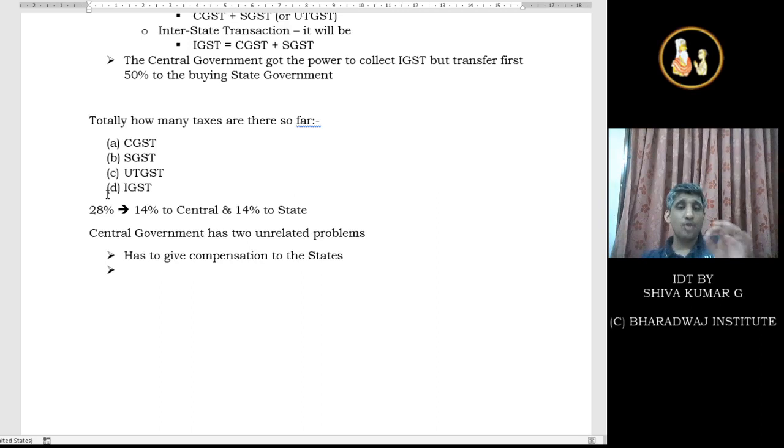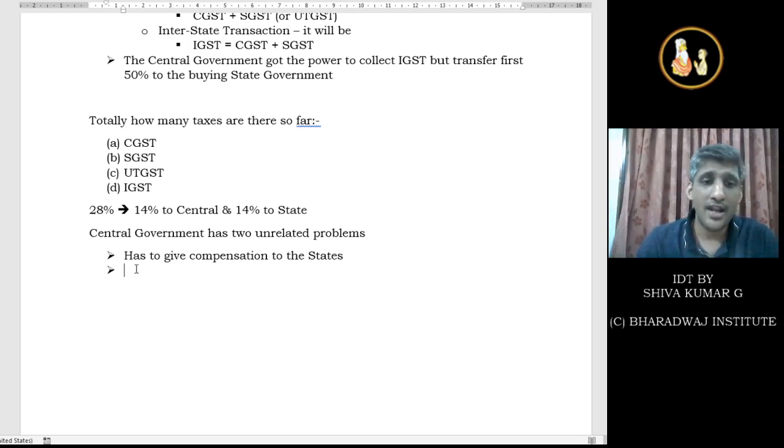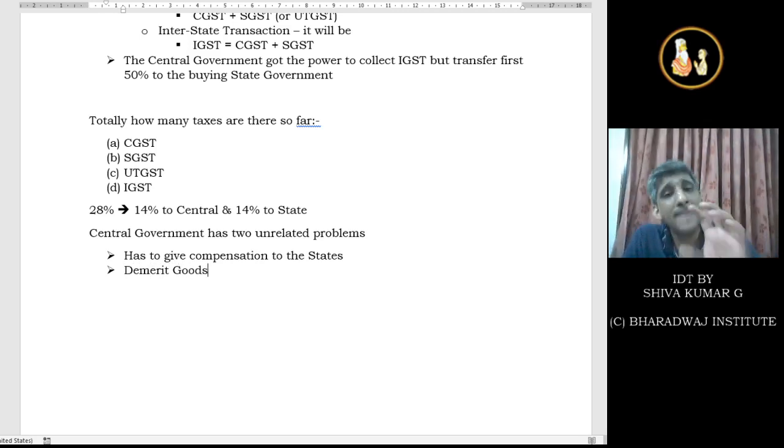There are some goods called demerit goods. Demerit goods. Sir, merit means good. Meritorious student, very good. Outstanding student. The remaining people are demerit students. Demerit goods. These are the goods that the government does not want you to buy.